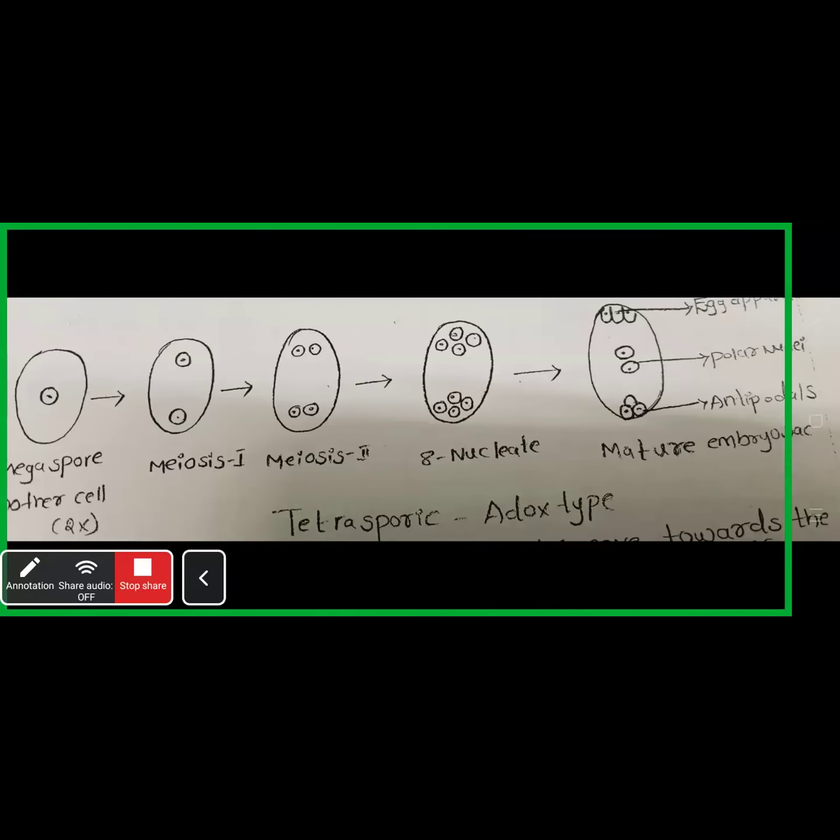Okay. So now we are going to discuss the adoxa type 8 nucleate embryo sac. Okay. So the 4 haploid nuclei of the bisporic megaspore showed a 2+2 arrangement. See here. After the meiosis 1, 2 are present. After the meiosis 2, 4 haploid spores are developed. So after the meiosis 2, the 2+2 arrangement, that is called bisporic. That is, the 2 nuclei are at the micropylar end and the other 2 are at the chalazal end.